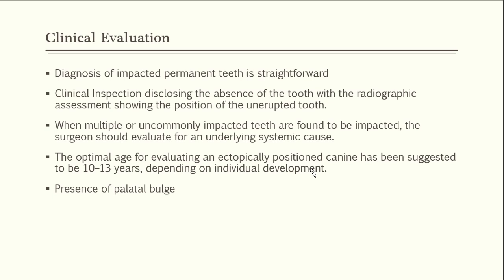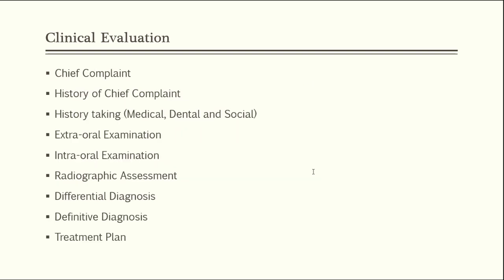Now for the canine, usually it's about 10 to 13 years, different from patient to patient, but they can erupt up to 10 to 13 years. That's when we can think it's impacted or unerupted. In the canines, we need to look at the palatal bulge. If there's a palatal bulge, this means the tooth is impacted palatally or labially, of course. So we ask the usual: chief complaint, history of the chief complaint, history taking, extraoral and intraoral examination, radiographic assessment, and so on.